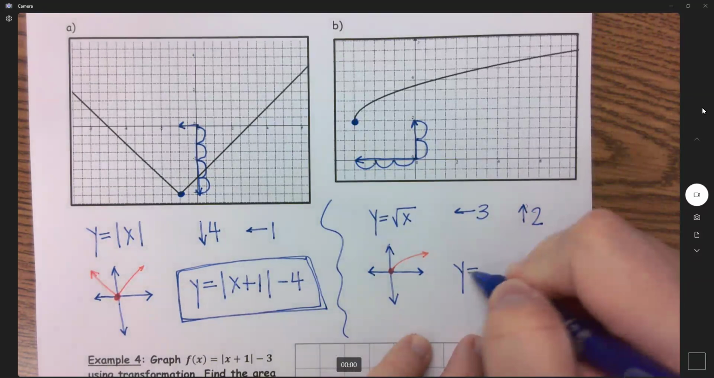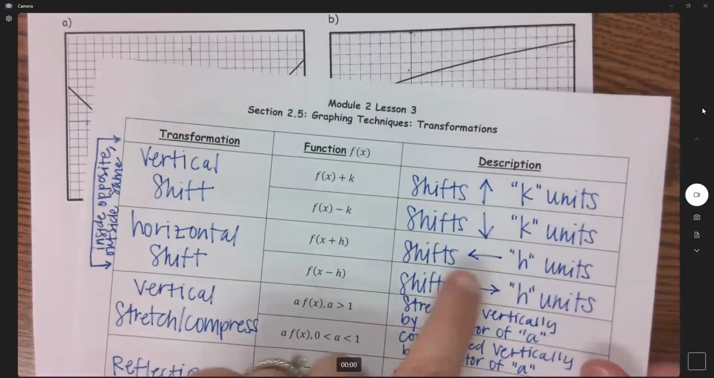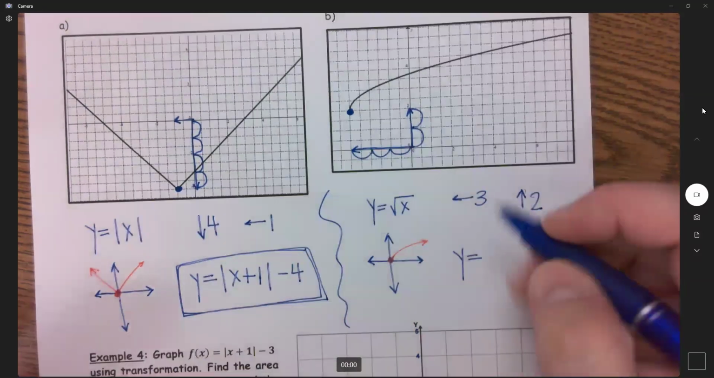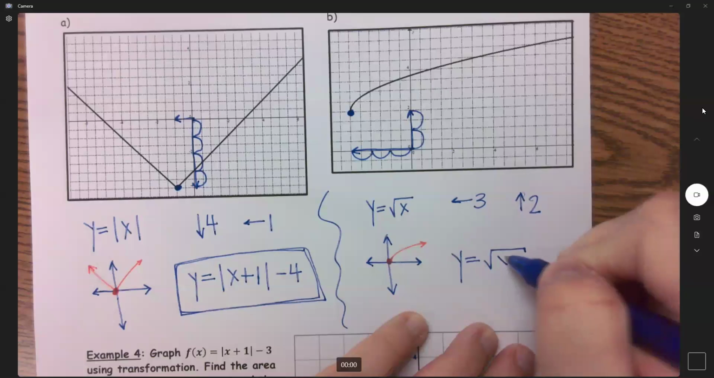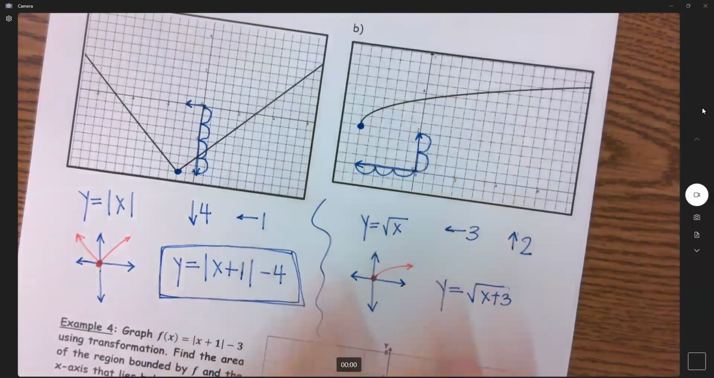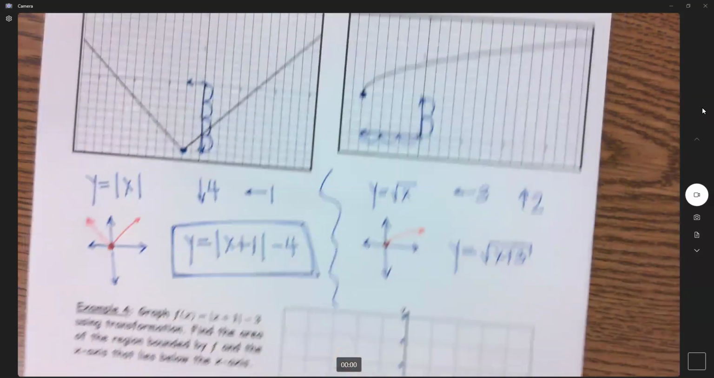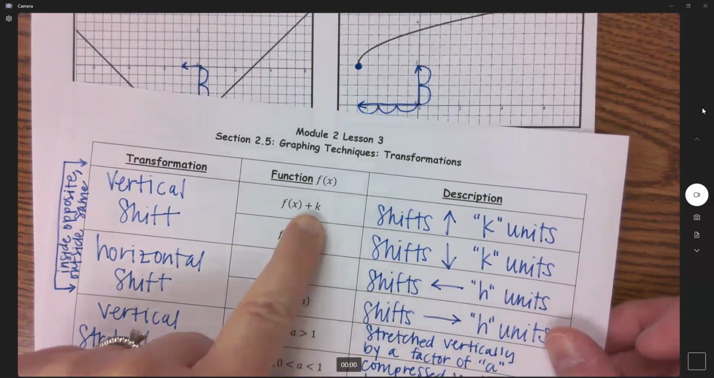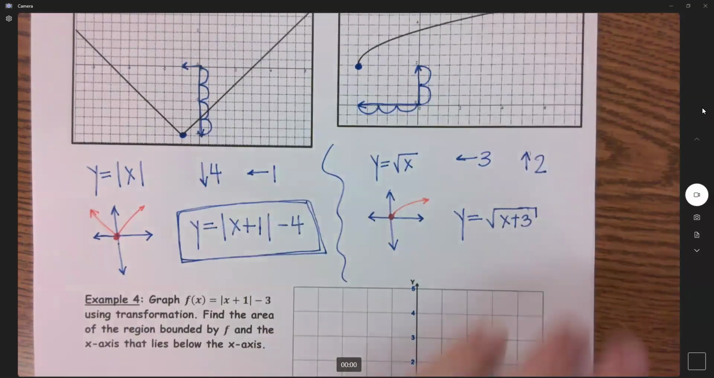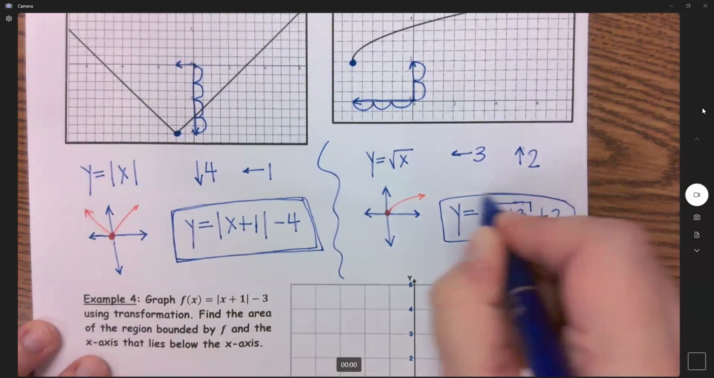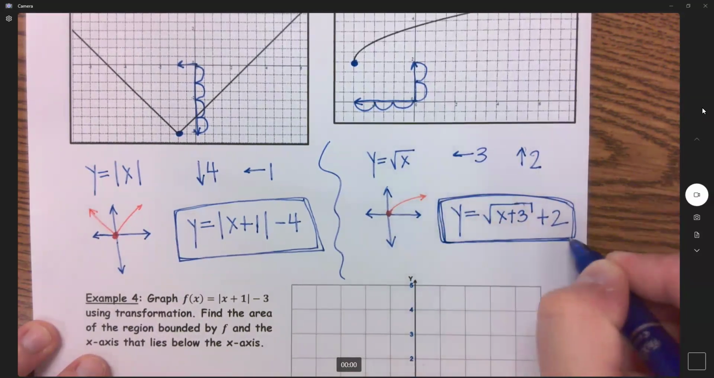So we're going to have y equals, to the left is inside and it's going to be positive. So this would be the square root of x plus 3. And then up 2 units. Up is outside and it is positive. So plus 2. So start with the basic and figure out how it has been shifted.